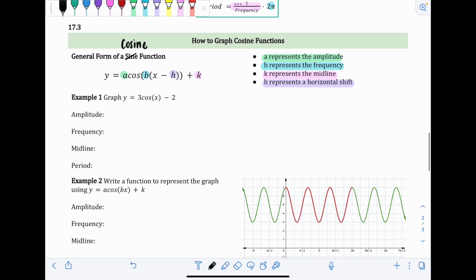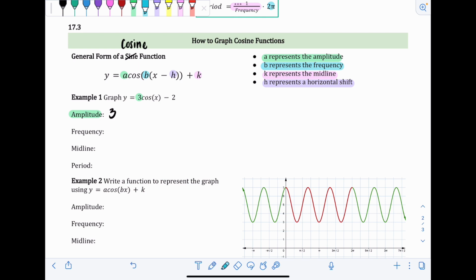Example 1 says graph y equals 3 cosine of x minus 2. We're just going to go through and find each letter. So a represents the amplitude, and that's the number that's out in front of the function. So in this case, the amplitude is going to be 3 because we have a 3 out in front.